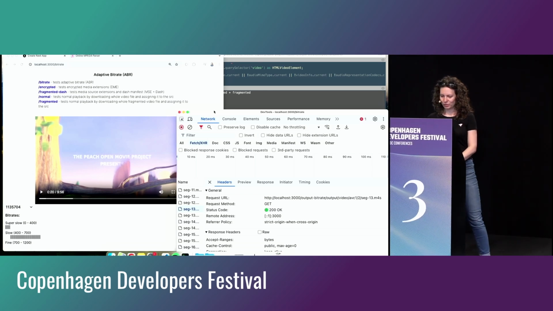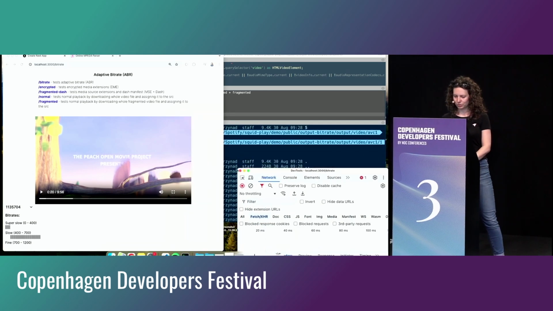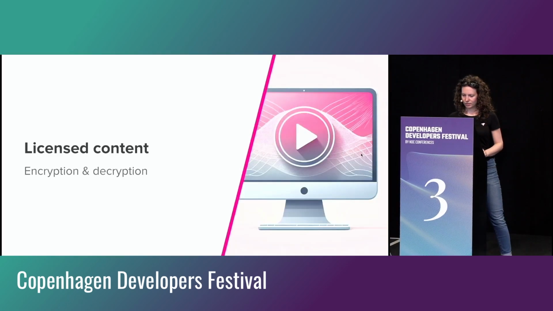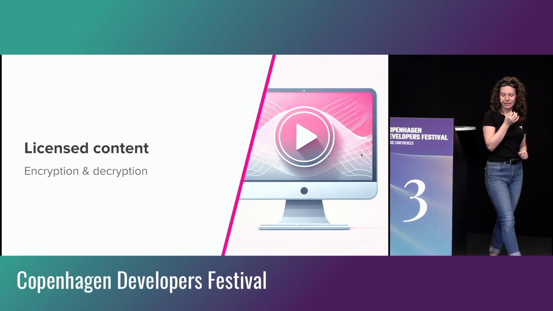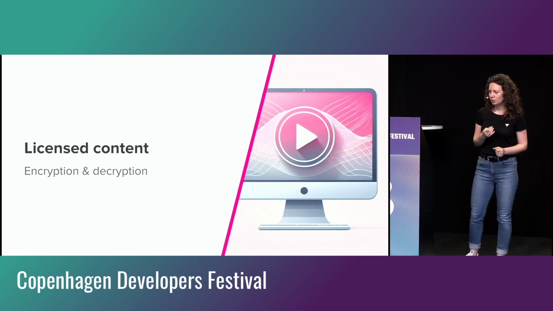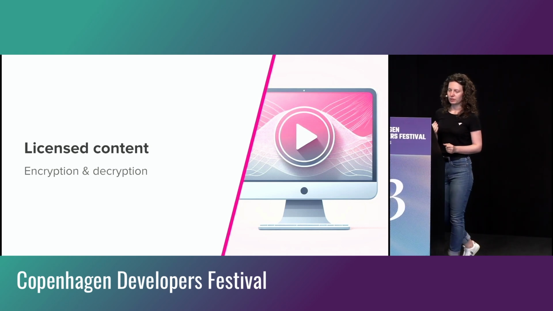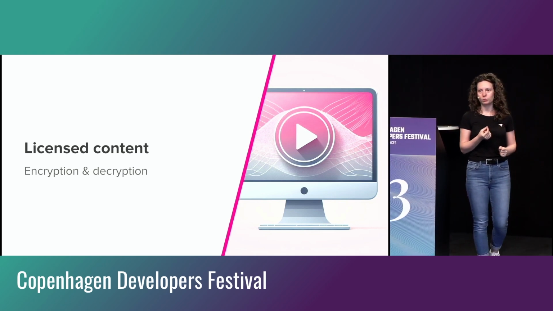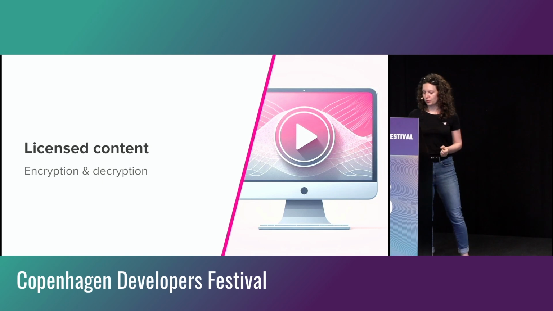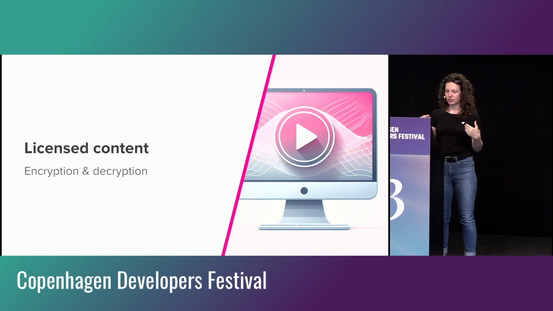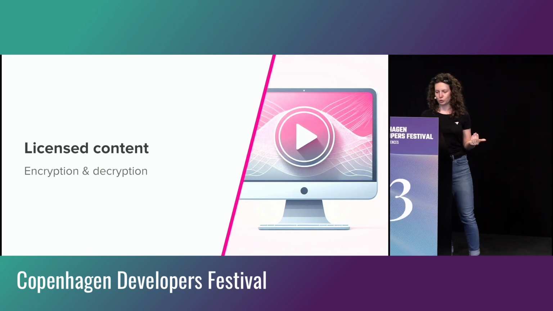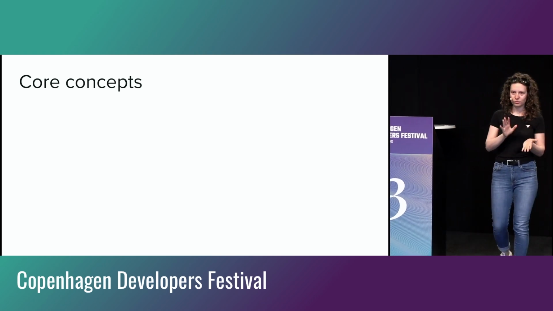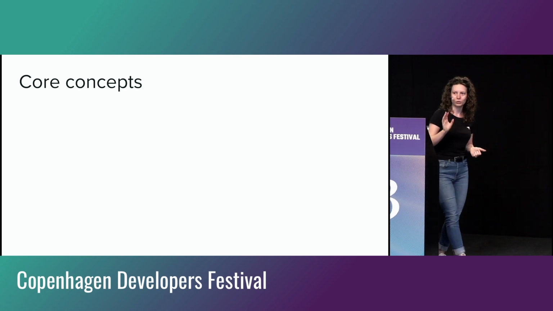Now let's jump quickly back to the slides. And let's talk about the licensed content. In this part, we'll talk about the encryption and decryption. And encryption overall is very important because the content providers can stay compliant. Before we start talking about these two processes, we have to go over a few core concepts. And fortunately, there are only 4 of them, so I won't bore you.